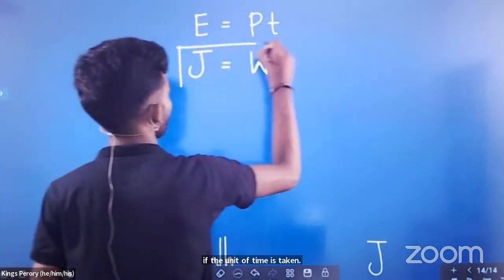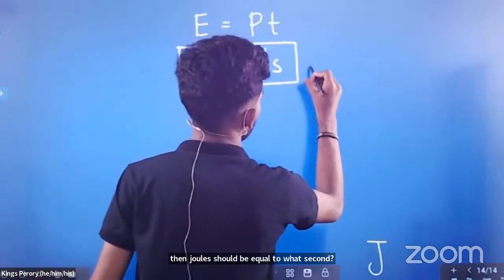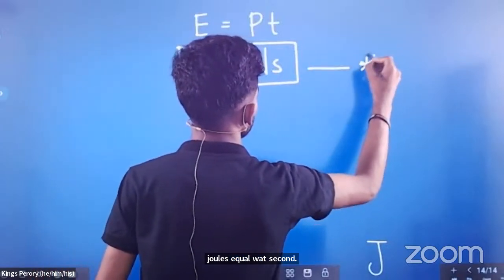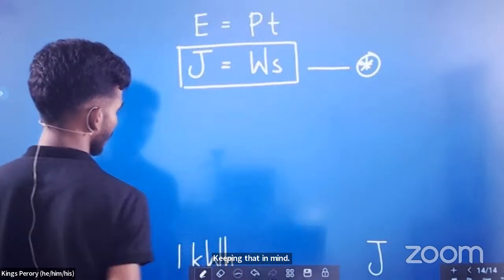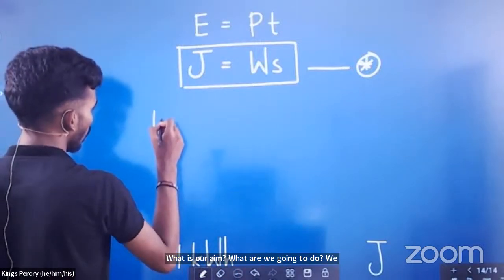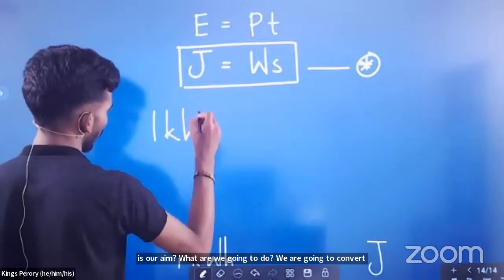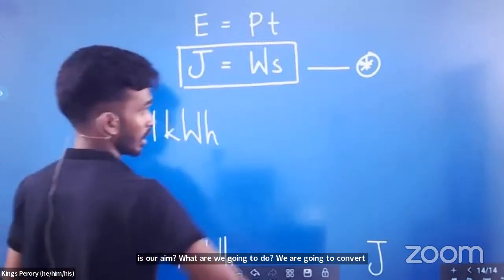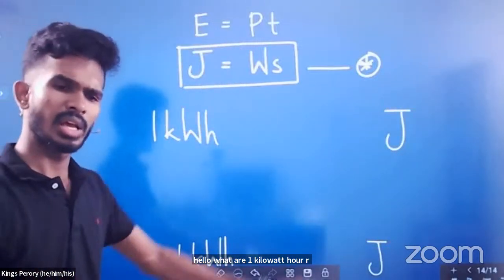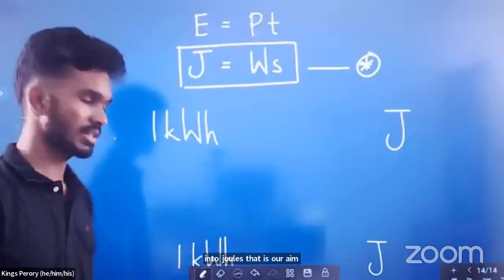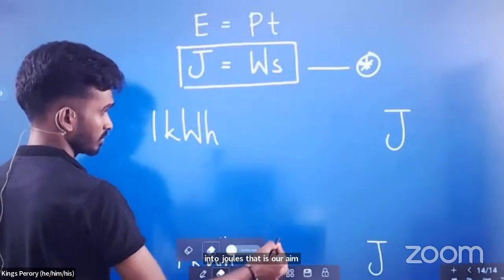Joules equal what? Watt second. Keeping that in mind, what is our aim? We are going to convert 1 kilowatt hour into joules. That is our aim. Leave the joules part aside for now.